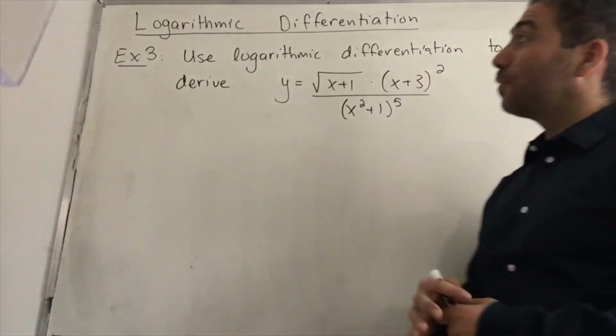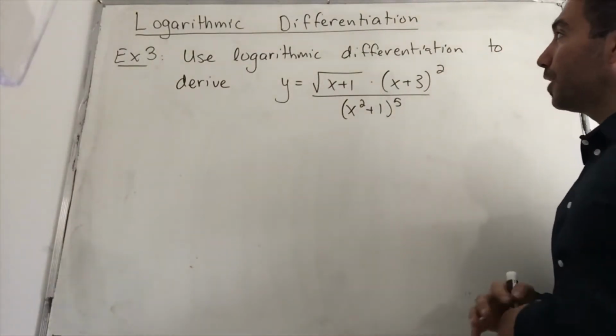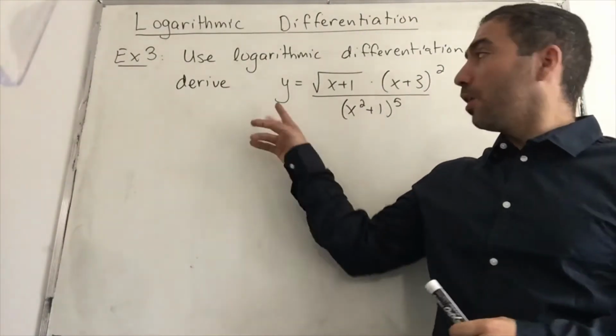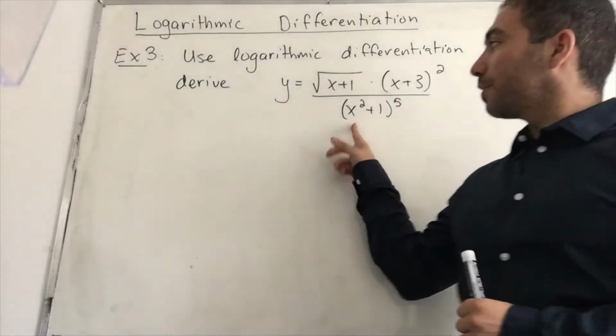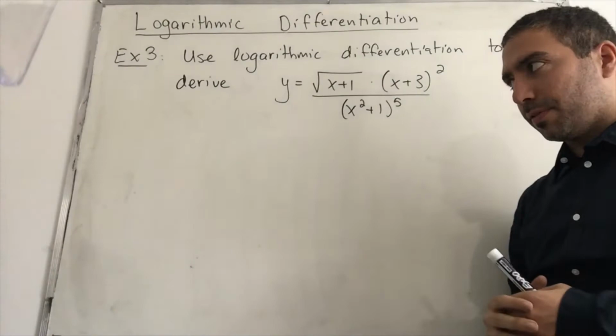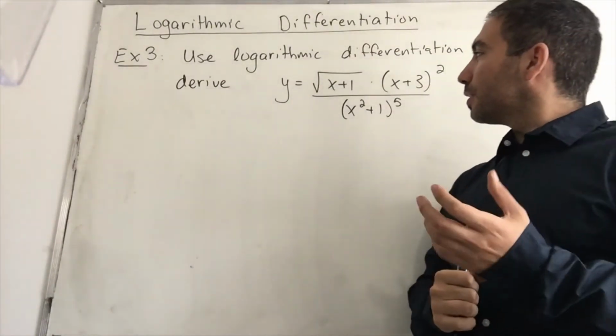So in this next example, we're asked to use logarithmic differentiation to differentiate this function over here. y equals the square root of x plus 1 times x plus 3 squared, all that divided by x squared plus 1 to the 5. But wait, this doesn't satisfy our condition.